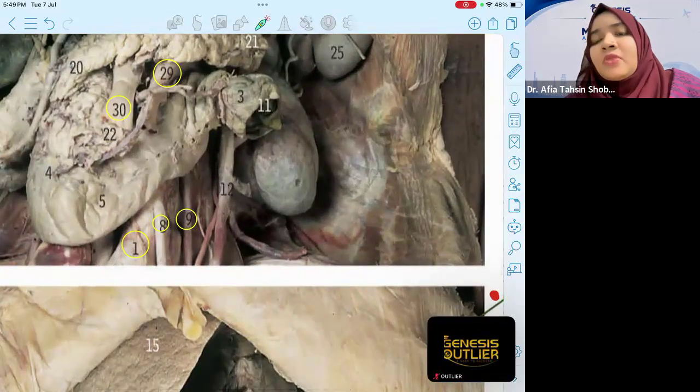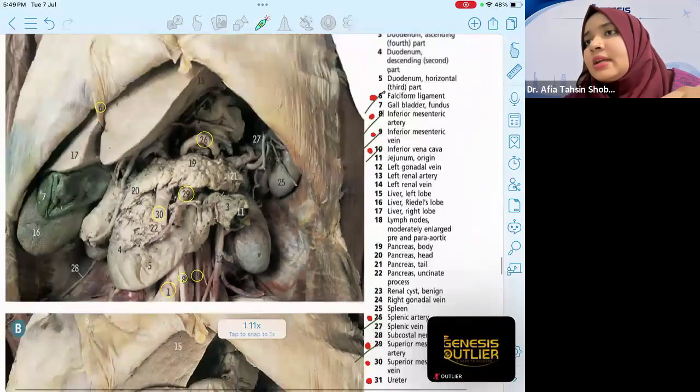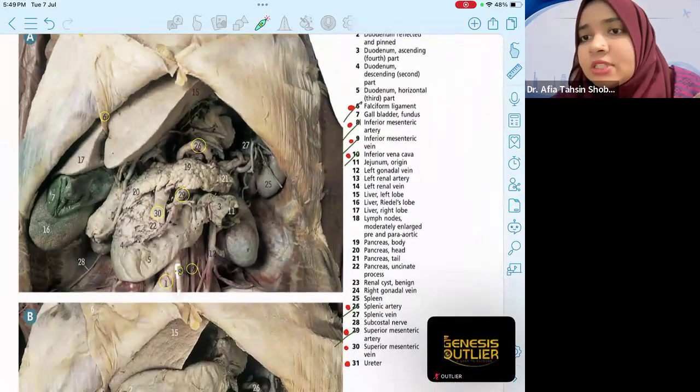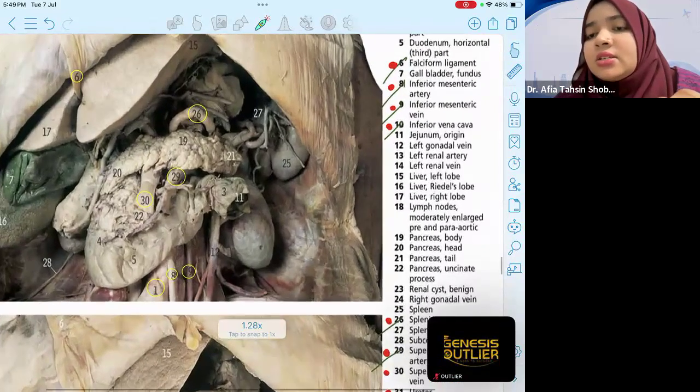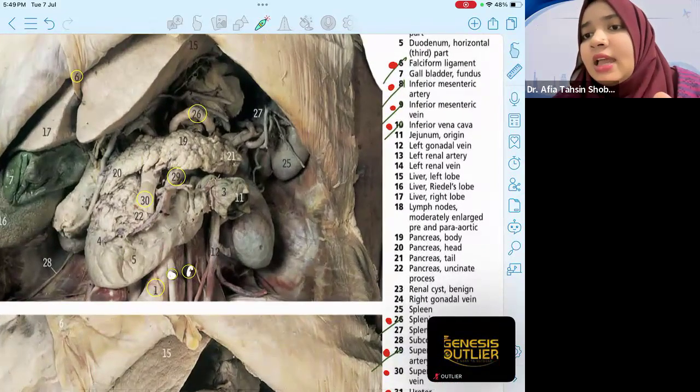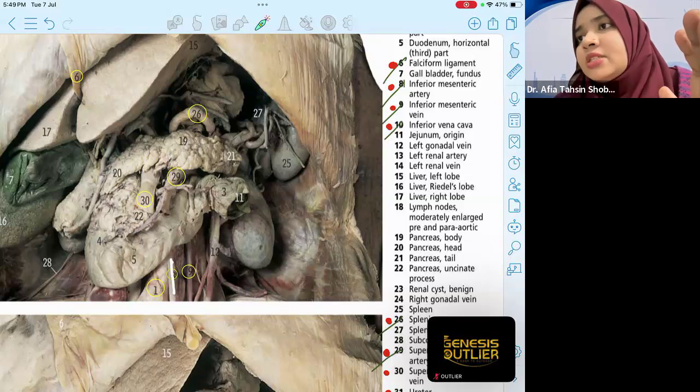We already know that, and here 8 is inferior mesenteric artery. 9, see, it is blackish, inferior mesenteric vein. And 12 here is left gonadal vein. It is not needed here. Just remember 8 and 9. 9 is blackish, it is inferior mesenteric vein, and 8 is inferior mesenteric artery.